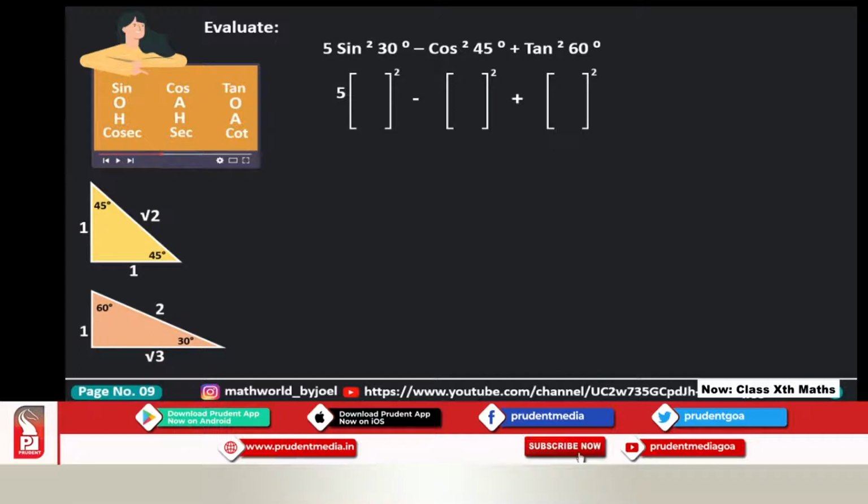Then if it is raised to a square or a cube, I will write those outside the bracket. The numbers which are multiplied with the trigonometric functions, I'll write those. And now we will write the values.